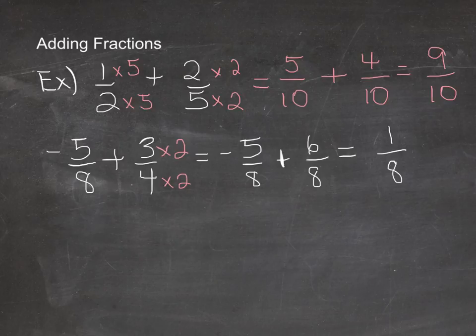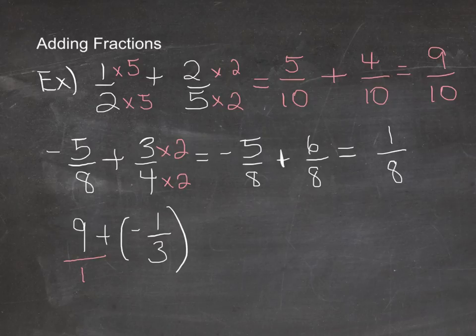Okay, the last example here, I have 9 plus negative 1/3. Okay, so again, forget about that negative sign and let's just focus on denominators. So I know the denominator of any whole number is 1. Okay, so I can rewrite the whole number as a fraction, and then I'm looking for a common denominator of 1 and 3. Well, I know that I can multiply 1 by 3 to get 3, so I'm going to change 9 over 1. I'm going to multiply top and bottom by 3.